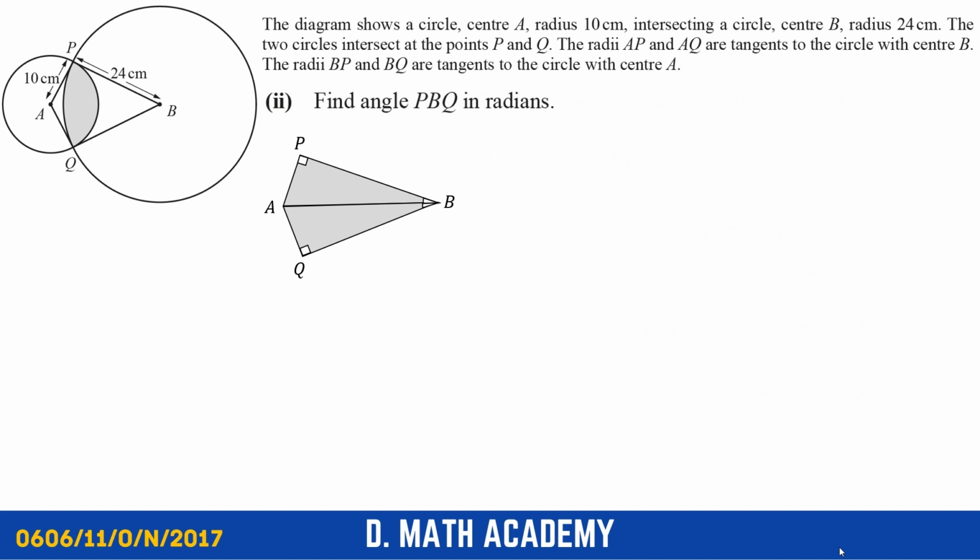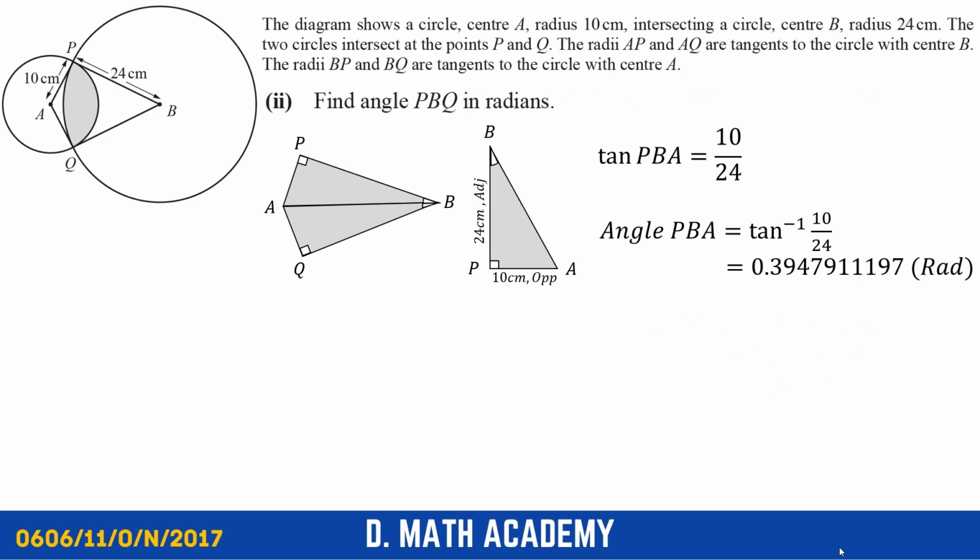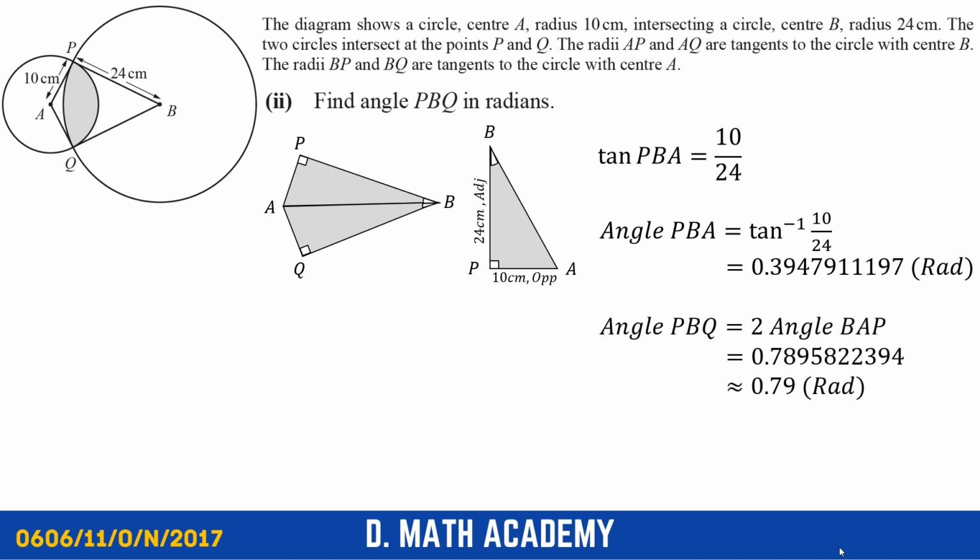So moving on, we have to find angle PBQ in radians. I repeated the same thing. This time around, we are focusing on PBA. So our 10 will now be its opposite, and our 24 will be its adjacent. Running the calculation, you get 0.394791197. To get to PBQ, you need to multiply it by 2 and you get the result of 0.79.